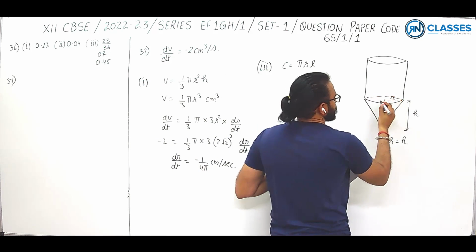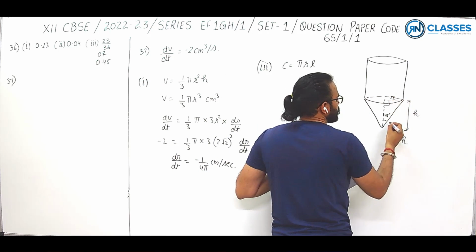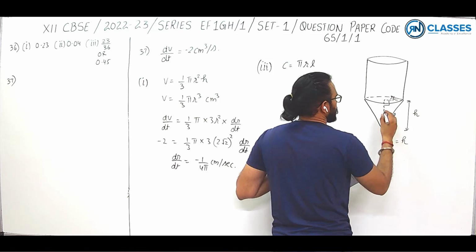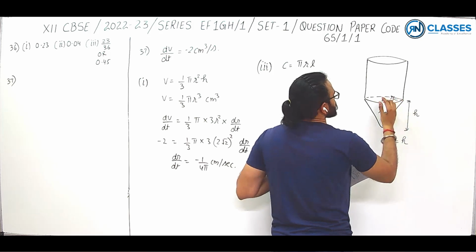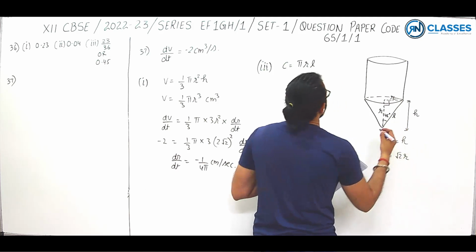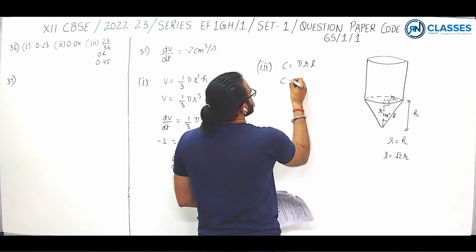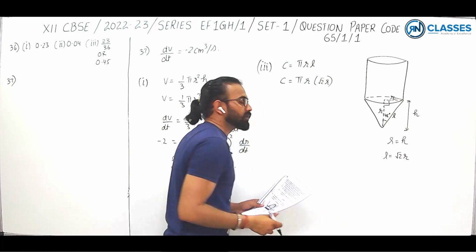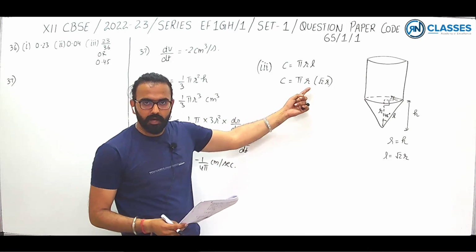From this right angle triangle, this is slant height L, height we know that is equal to h. As soon as I apply the Pythagoras theorem, L turns out to be root 2 times r. Substituting here, C turns out to be pi r into root 2 r. Now this complete expression is in terms of radius r.